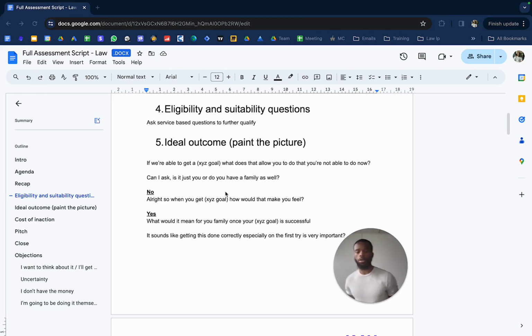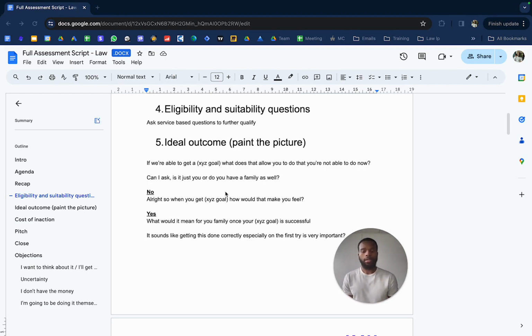All right. Okay. So, let's say we are able to get you to your XYZ goal. Again, don't say goal, objective, outcome. Use what they've used. What does this allow you to do that maybe you're not necessarily able to do now, right? And then they'll go into how, what it allows them to do, right?